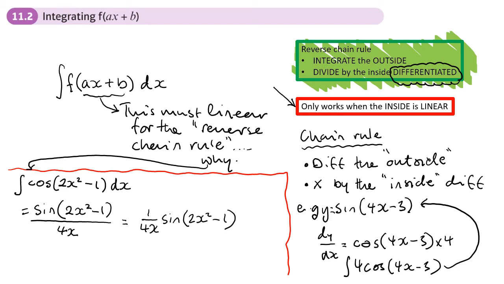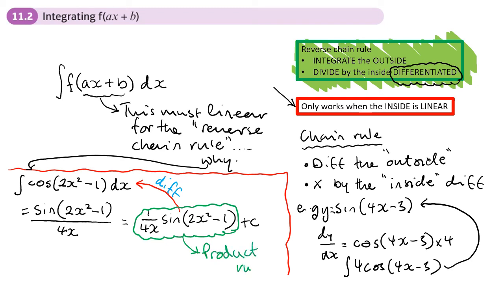Now, if I were checking to see if this works, I would have to differentiate this. Of course, we have plus c. I should get back to that if I differentiate. If I differentiated this, 1 over 4x sine(2x squared minus 1), I should get back to that. But I would not differentiate this using the chain rule. I would differentiate this using the product rule.